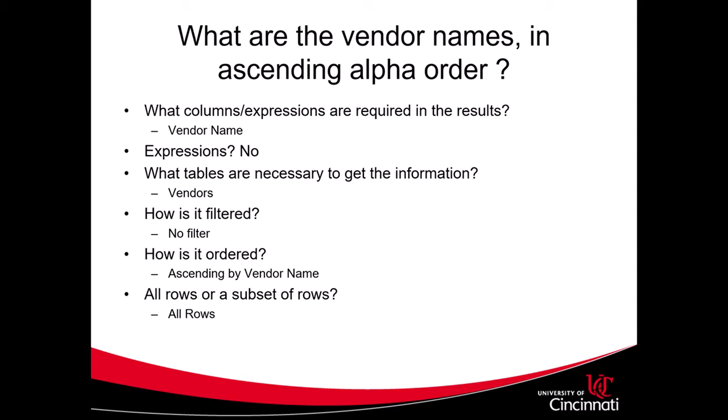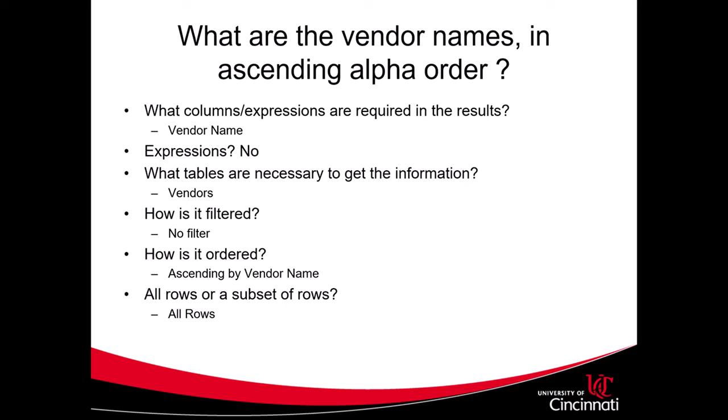Has your customer asked you to filter the data in any way? Does your customer only want vendors in Ohio? Do they only want vendors with open invoices? No, there are no filters in that question. How do they want the vendor names presented? Well, in this case, they were very clear. They want them in alphabetical order.